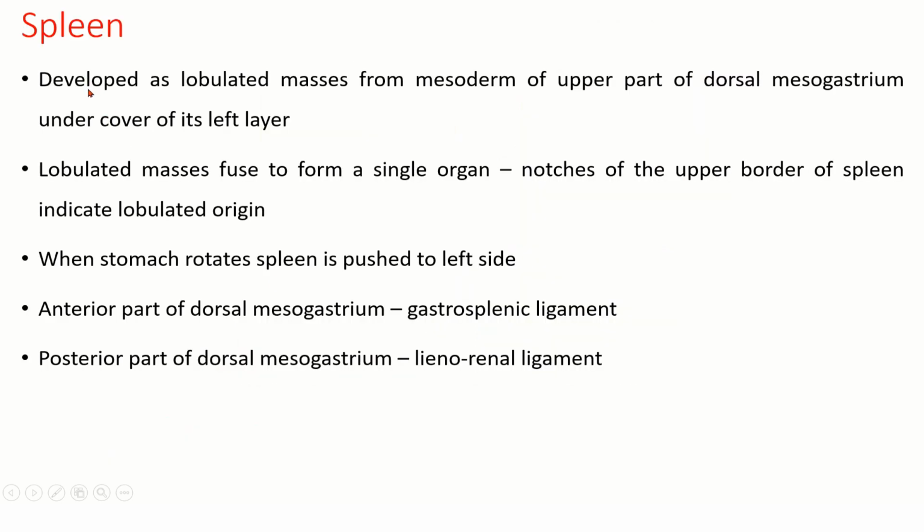Spleen develops as lobulated masses from mesoderm of the upper part of the dorsal mesogastrium, under cover of its left layer, as we have seen in the earlier diagrams. Then lobulated masses fuse to form a single organ. So these lobulations will be represented as notches on the upper part of the spleen. We can see in the dissected specimens. So when stomach rotates, spleen is pushed to the left side. Anterior part of the dorsal mesogastrium will form gastrosplenic ligament. Posterior part of the dorsal mesogastrium will form the lienorenal ligament.